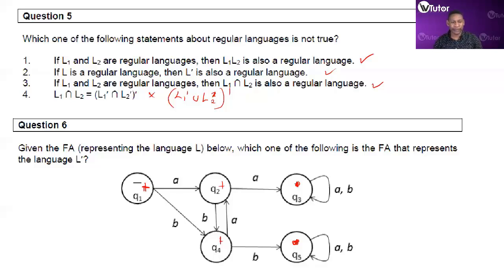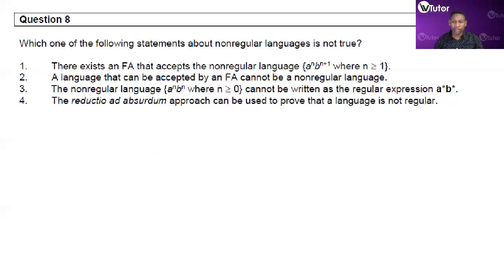The next one: which one of the following statements about non-regular languages is not true? We are yet to do non-regular languages at this point, so we are not going to touch this, but we can attempt it with the knowledge that we have now. Which one of the following statements about non-regular languages is false? We've got too many negations here. They say there exists a finite automaton that accepts a non-regular language. This is false, you do not have that. We're going to look at this question after we've done our pumping lemma, so let us skip this for now.